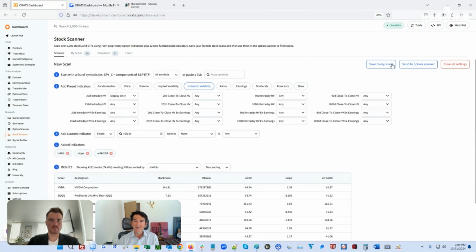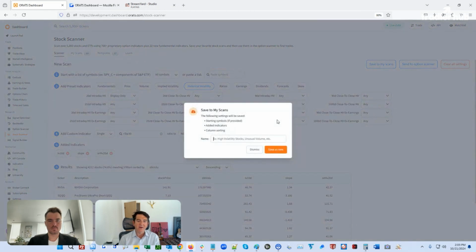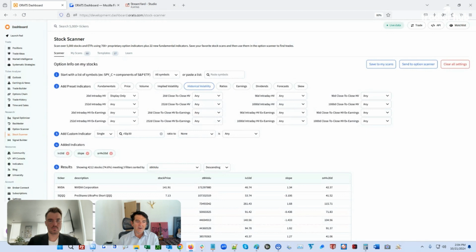And then when you find something, you could say saved by scans, and you could say information, option information on my stocks. And then come back to that anytime. And again, like I said, you could paste a list in or go look at certain things. So that's one way to do it.